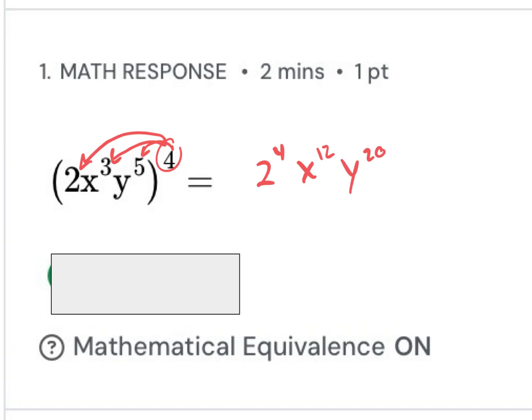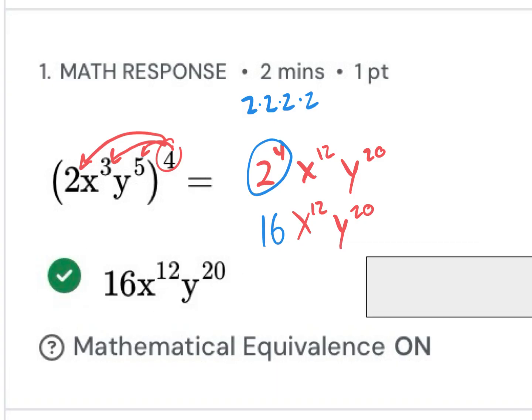Now, the only other thing that you could do to make this look nicer is to actually do the 2 to the 4th, which is not 8. That's really 2 times 2, which is 4, times 2, which is 8, times 2, which is 16. So you really should put a 16, and then you got your x to the 12th and your y to the 20th. So there is your answer, 16x to the 12th, y to the 20th.